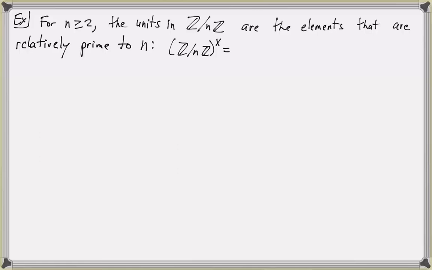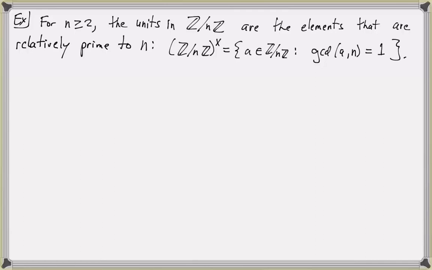So this is the same notation we used when we studied group theory. So the set of units in the integers mod n is the set of residues A, where A and n are relatively prime. So the GCD of A and n equals 1. So we know what the units look like in the set of integers mod n.